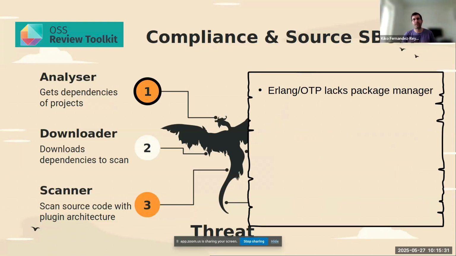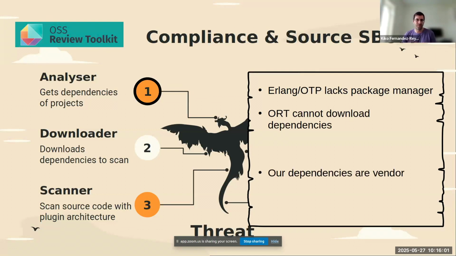OS Review Toolkit usually relies on being integrated with the package manager. So they have integrations for pip in Python and for any other commonly used package managers. Now, in the Erlang OTP project, we don't have a package manager and we don't have external dependencies that we need to be able to build Erlang OTP. So because of that, ORT is not going to be able to download those dependencies, but that's mostly fine because our dependencies are the ones that we vendor. And because we vendor those dependencies, there is one good thing and one bad thing.